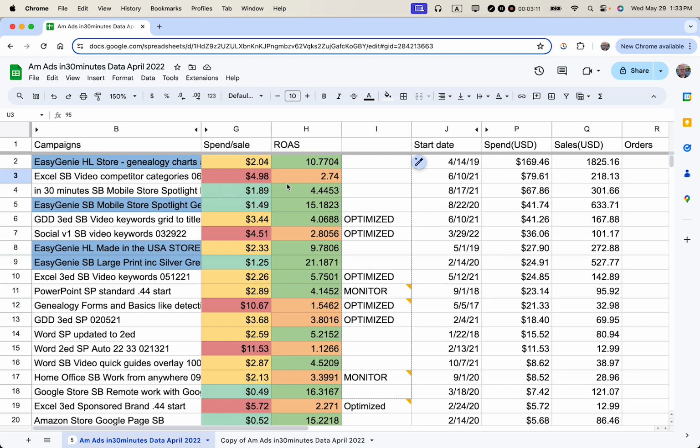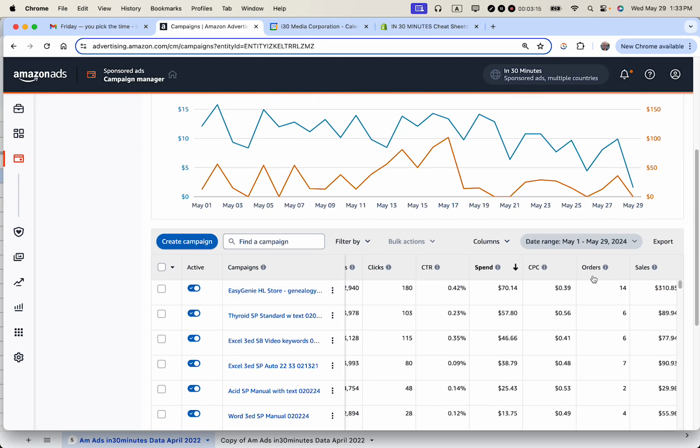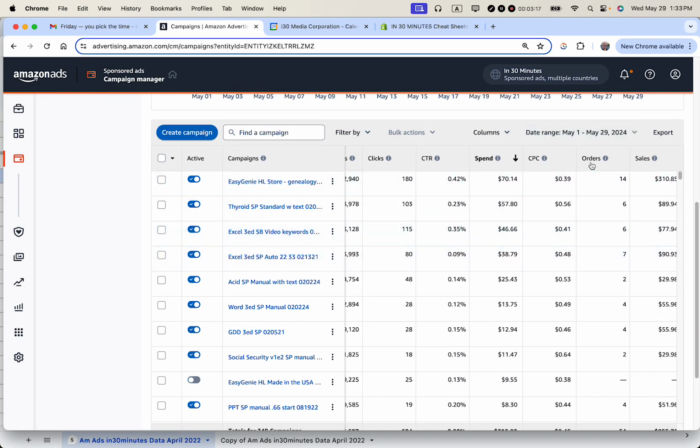I can either calculate it on a spreadsheet, or oftentimes what I'll do is I'll just take a look. I'll just eyeball the orders column and the spend column and just do it in my head. So $70 divided by 14, that's $5. So $5 spend per sale.